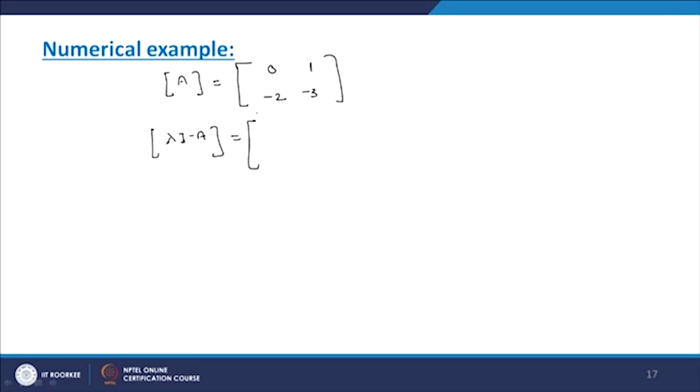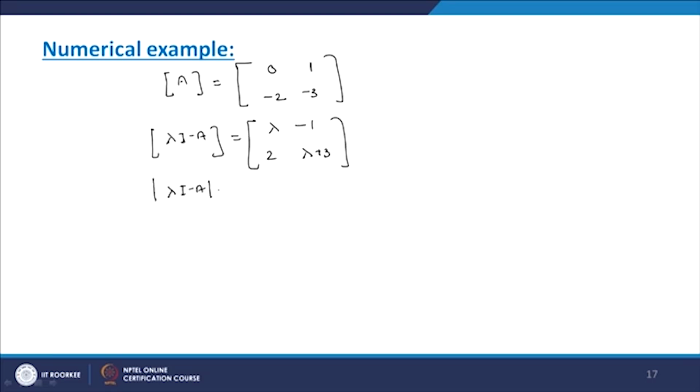Lambda I minus A, where I is the identity matrix. So here, after replacing the identity matrix and lambda, we get lambda minus 1, 2, lambda plus 3. Now what is the next step? Now we have to take the determinant of this matrix.